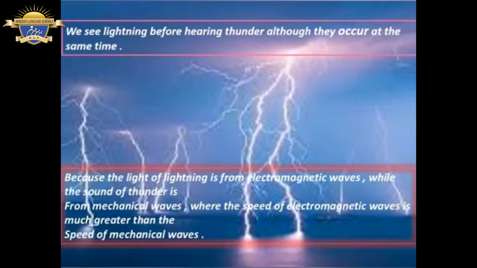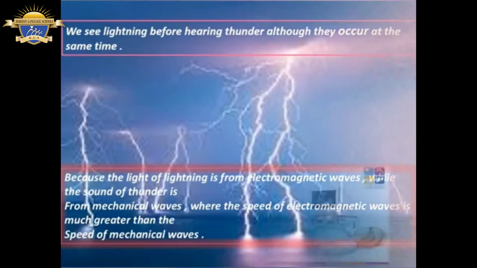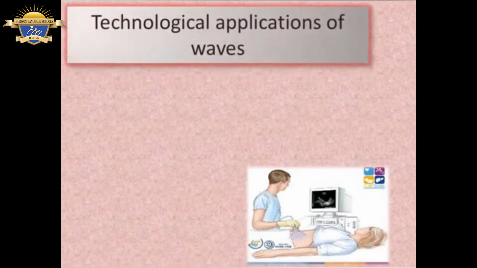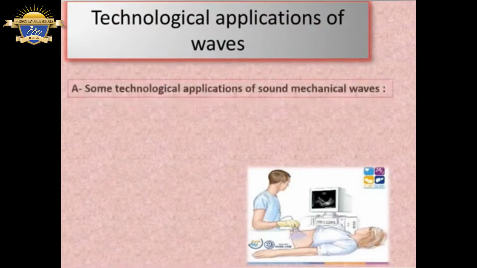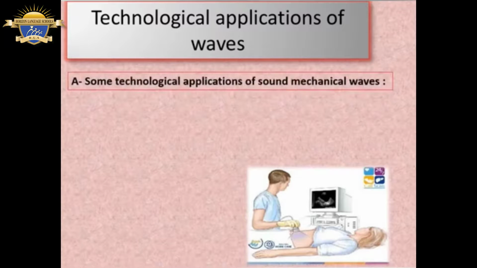Number 2, give reason: we see lightning before hearing thunder, although they occur at the same time. Lightning is light, so it is an electromagnetic wave, but sound is a mechanical wave, whose speed is low, while electromagnetic waves have high speed. Technological applications of waves.